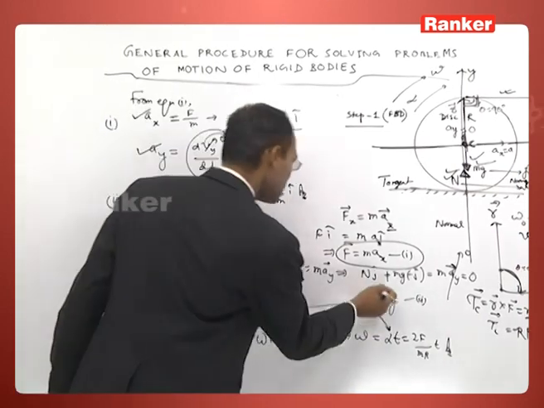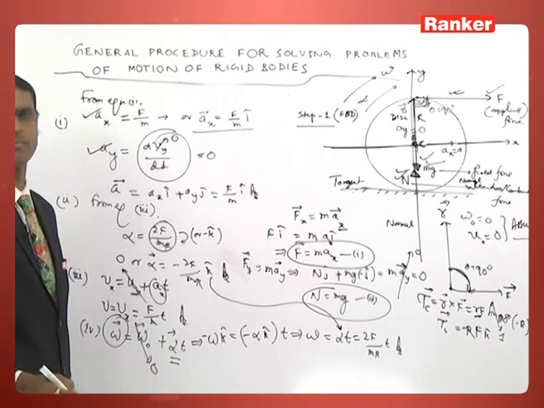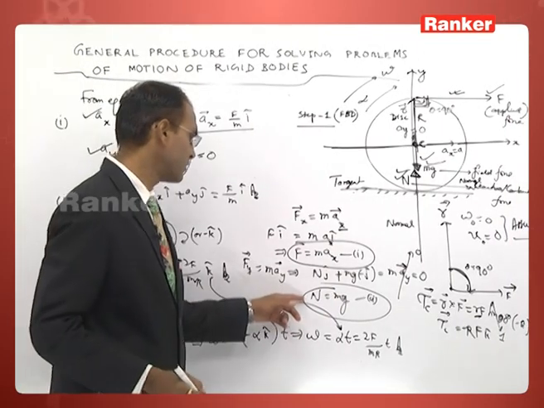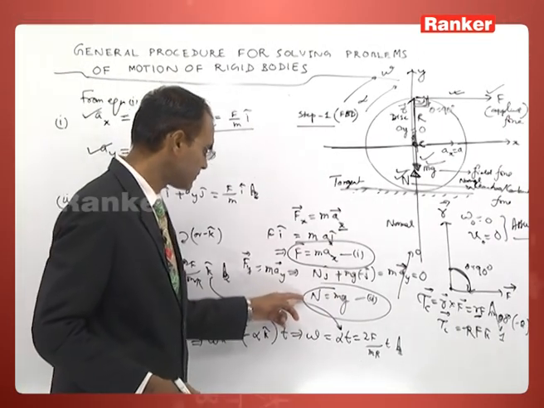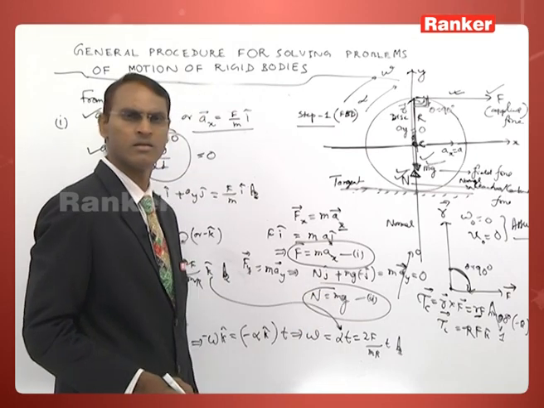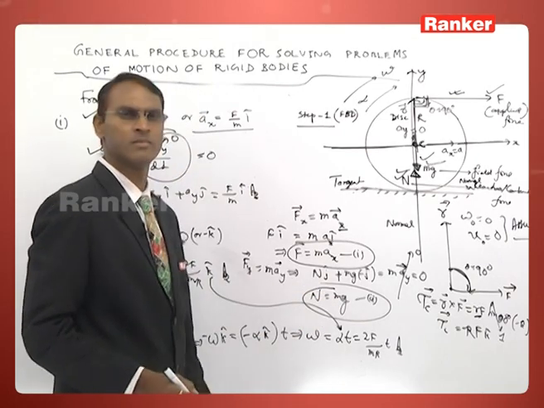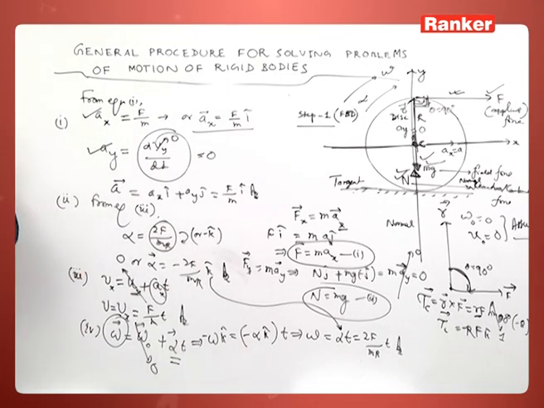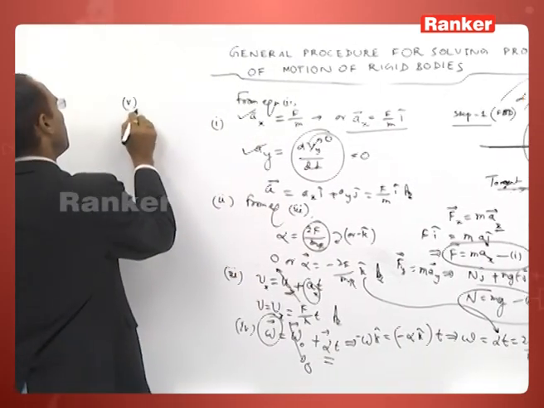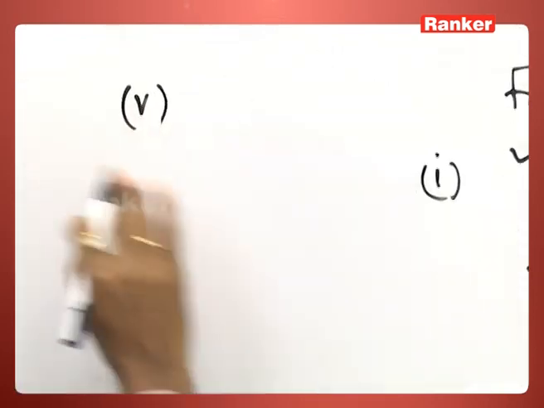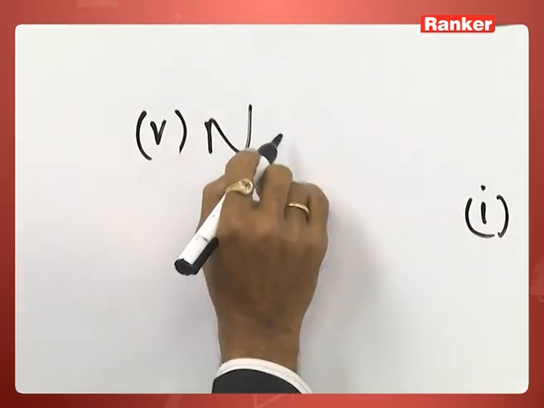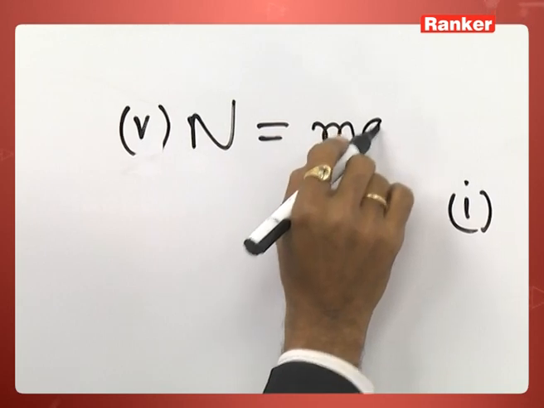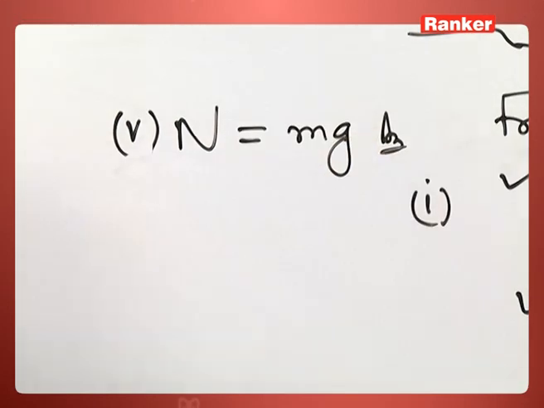And this is a dummy equation, because we do not need this equation. Even then you have to write it, or they may ask you in the fifth question, they may ask you to find the normal reaction. That's equal to mg. Answer.